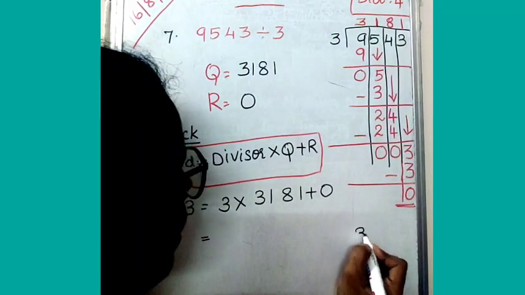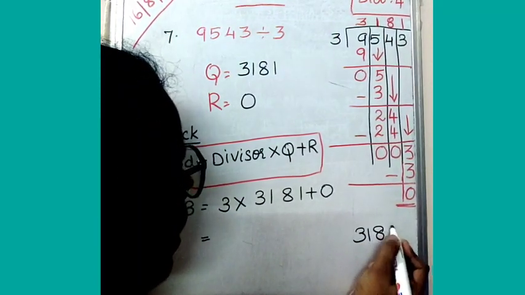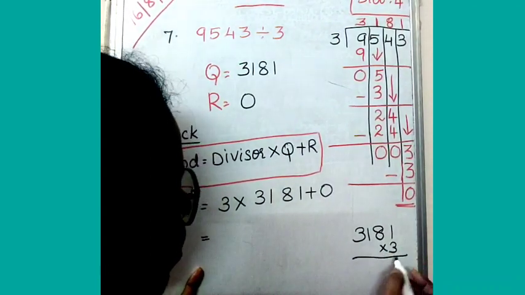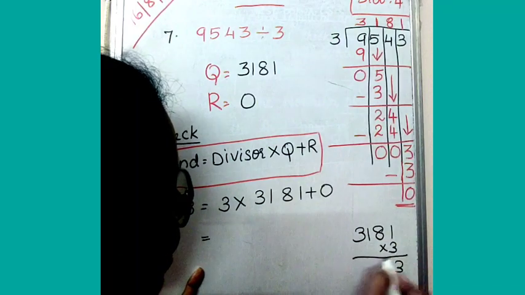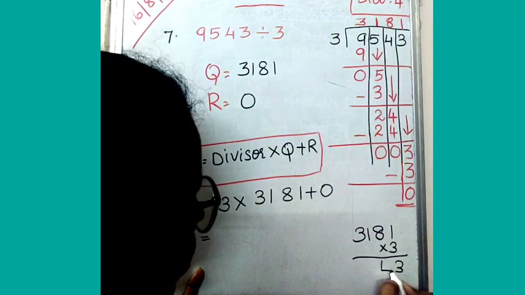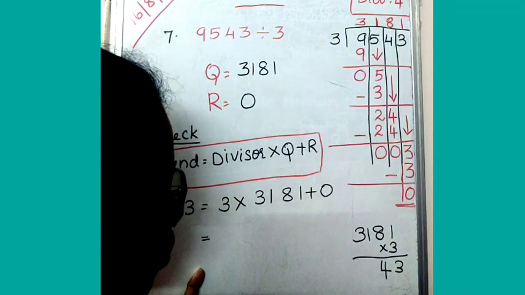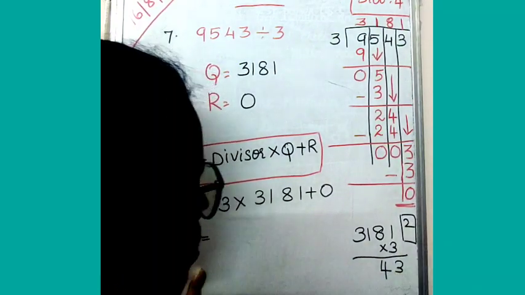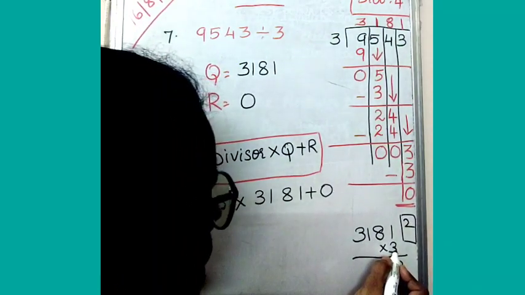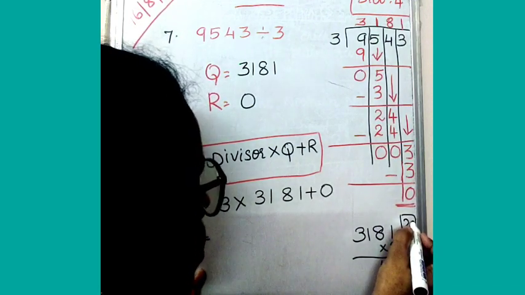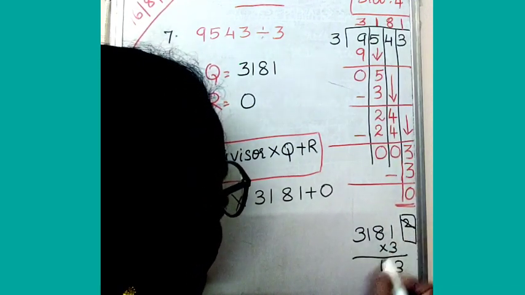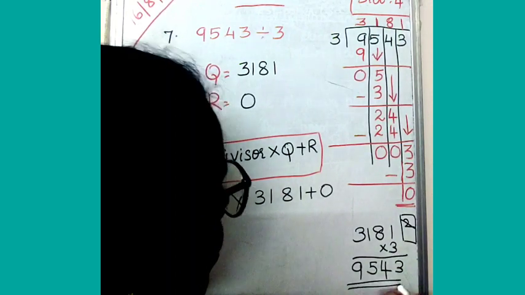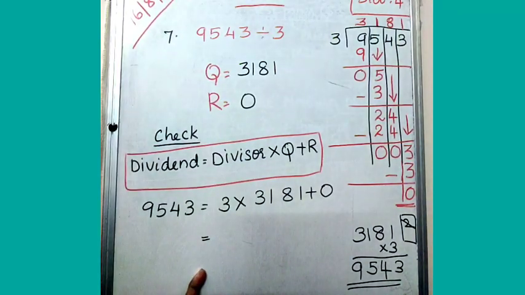It is 3181 into 3. 3 into 1, 3. 8 3s are 24. 24, we write 4 here, 2 balance 2. 1 into 3, 3. 3 plus 2, 5. 3 3s are 9.